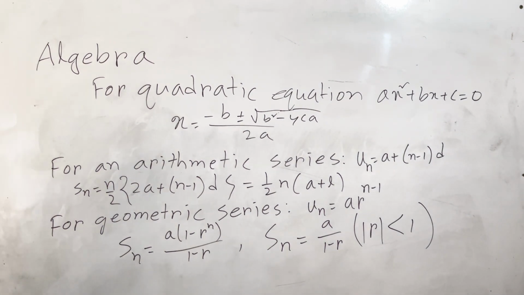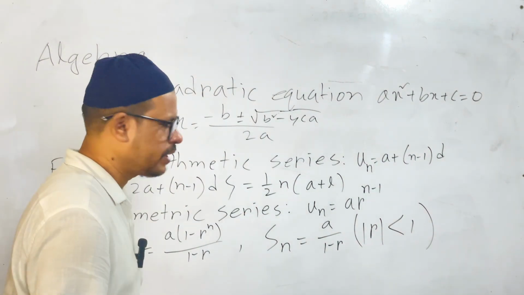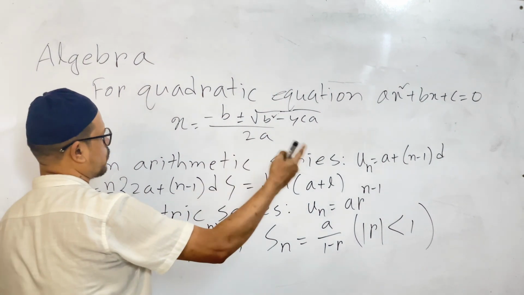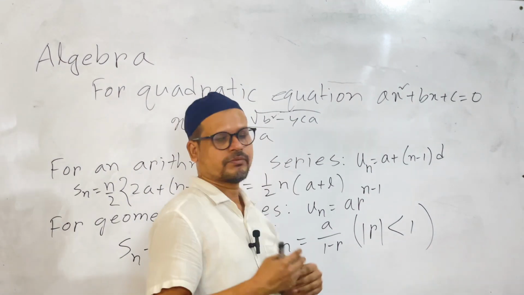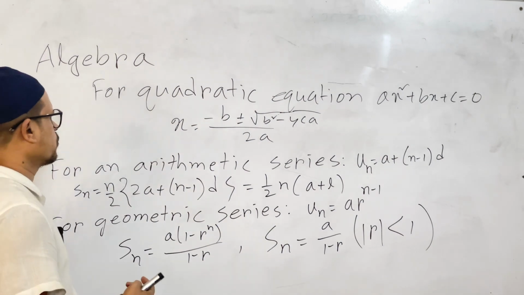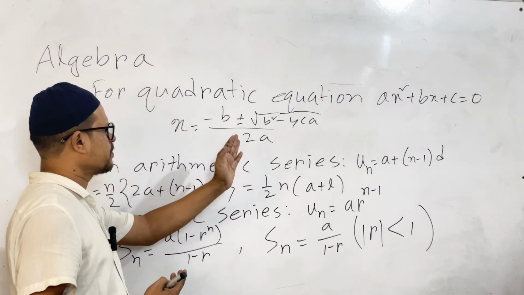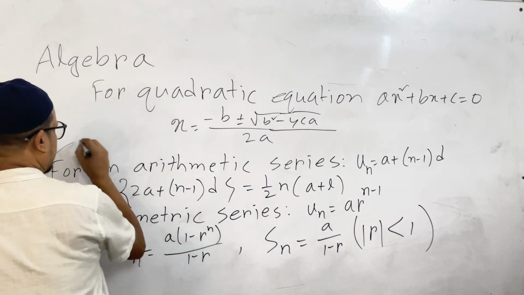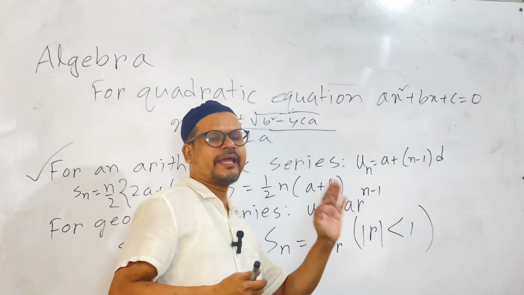For the quadratic equation ax square plus bx plus c, you know this formula actually: x equals minus b plus minus root b square minus 4ac, by 2a. In this formula, a is the coefficient of x square, b is the coefficient of x, and c is the constant. The roots are x equal to minus b plus minus root b square minus 4ac by 2a. And for arithmetic series, we know the nth term equals a plus n minus 1 d.